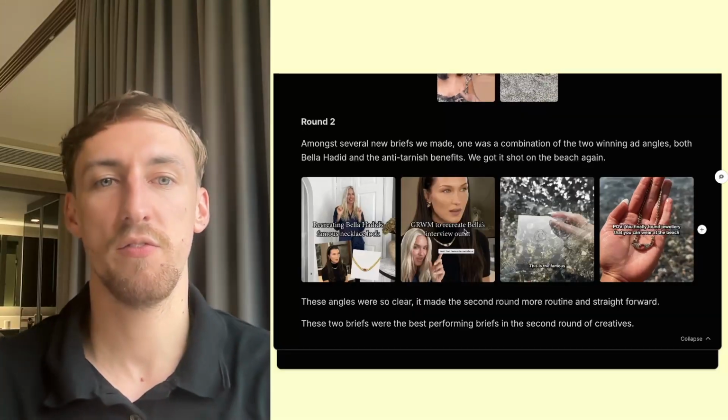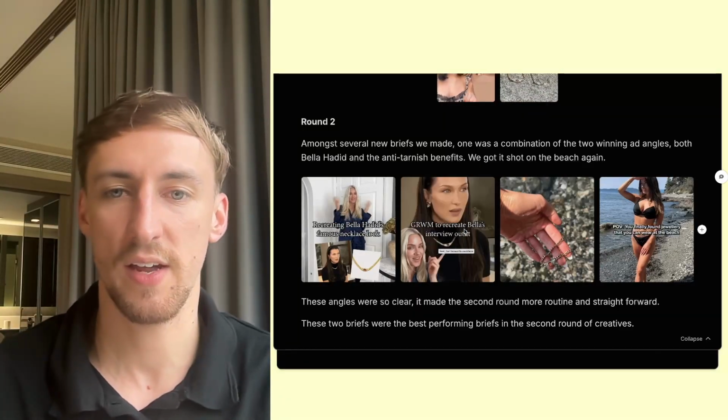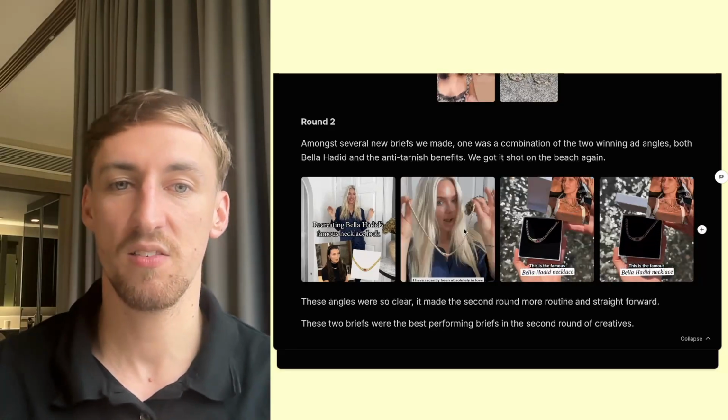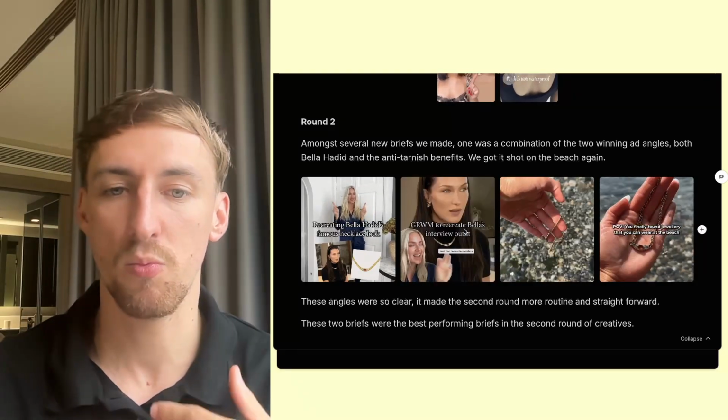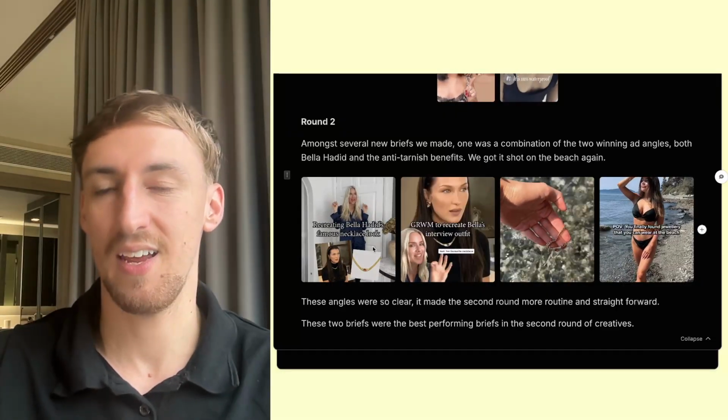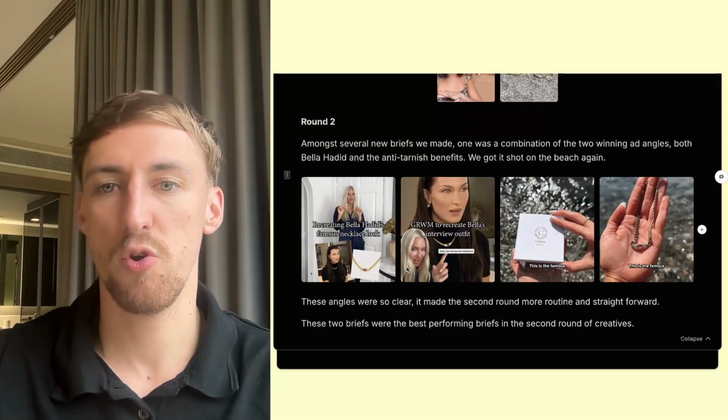And this is the whole creative process. You launch in the ad account, you see what works, you build from it. If things aren't doing well, you make more tests. If things are going well, you build from what's working. And these 2 briefs that we made in round 2 were the best performing briefs in the second round of creatives, which kind of proves our point.